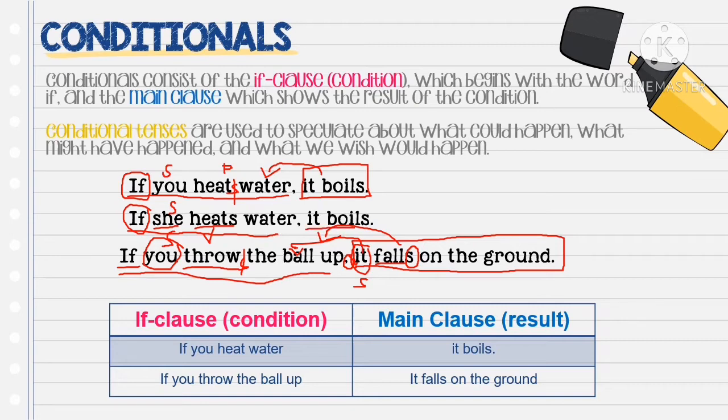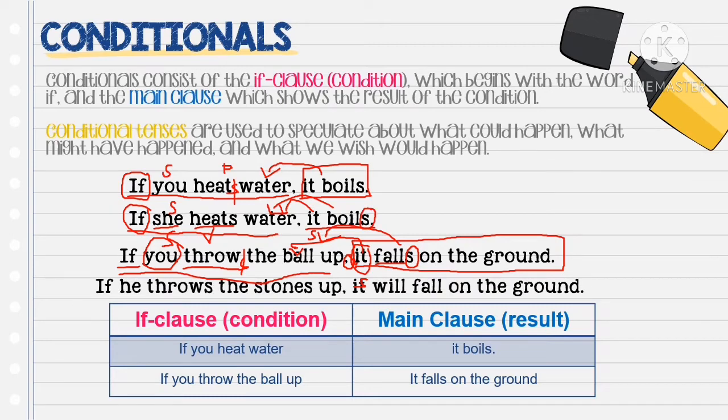Okay? So, it boils is our main clause. It describes the result of the situation. And then, the subject it pertains to water. Singular, meaning to say it requires a singular verb so that it ends with S.